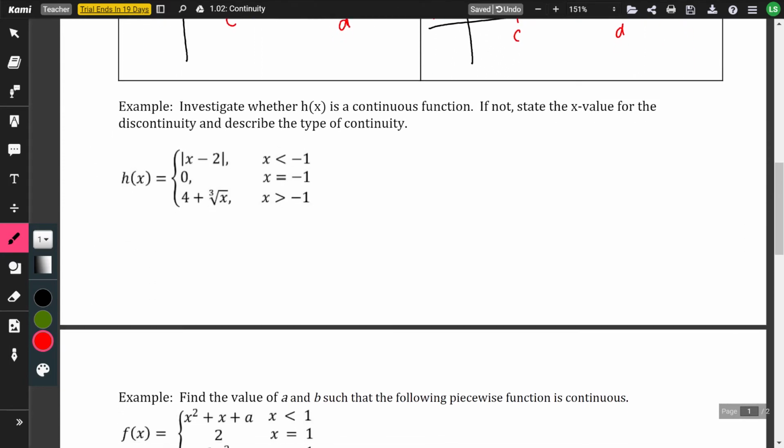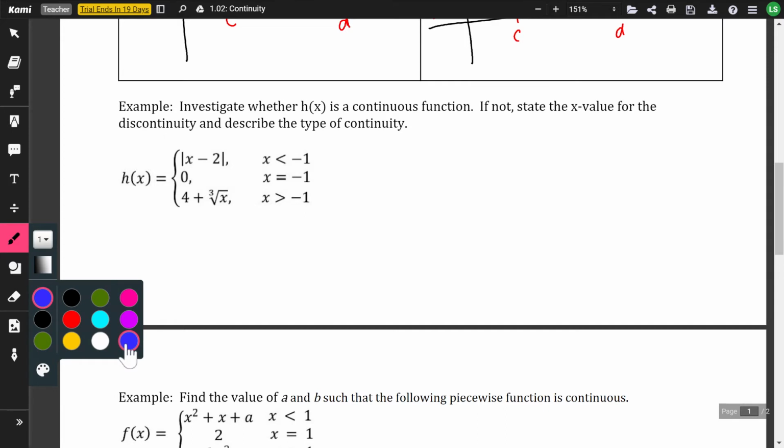So, a couple of questions or examples that use this continuous definition. In here, we're going to take a look at this piecewise function and try to determine if it is continuous or not. If it's not, we're going to figure out at which x values we have a discontinuity and label it as a removable or non-removable discontinuity.